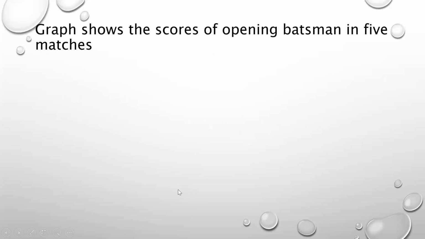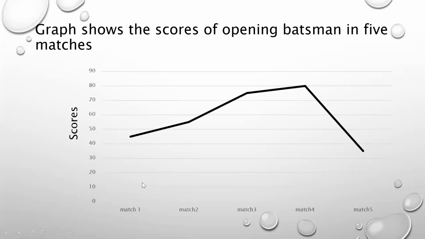The last example shows the scores of the opening batsman of a team in 5 matches. Can you see the matches are independent, because matches move on whatever the performance of the opening batsman, and his score is on the y-axis. In the first match, he scored 45 because it comes between 40 and 45, so it is 45.